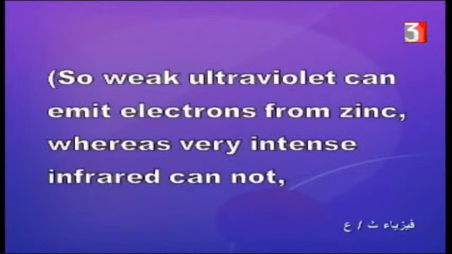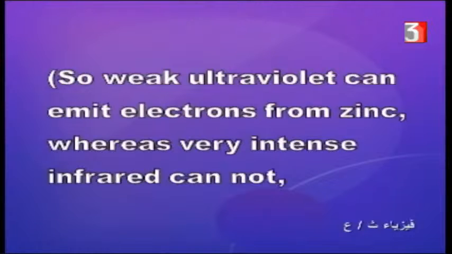So weak ultraviolet has a very short wavelength, high frequency. So energy per photon depends on frequency. The energy that each ultraviolet photon possesses is very high, so it is capable of extracting electrons. So weak ultraviolet can emit electrons from zinc, whereas very intense infrared cannot. Pay attention to this piece of information.